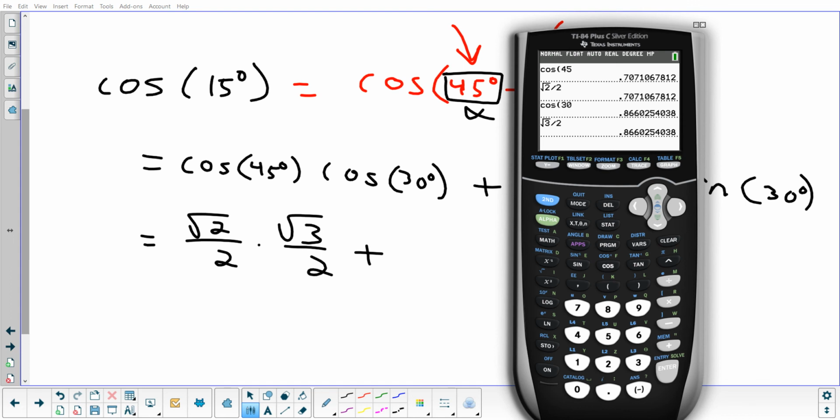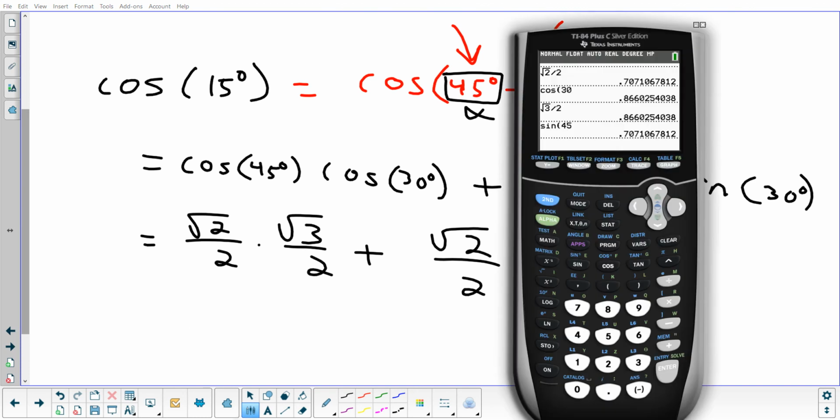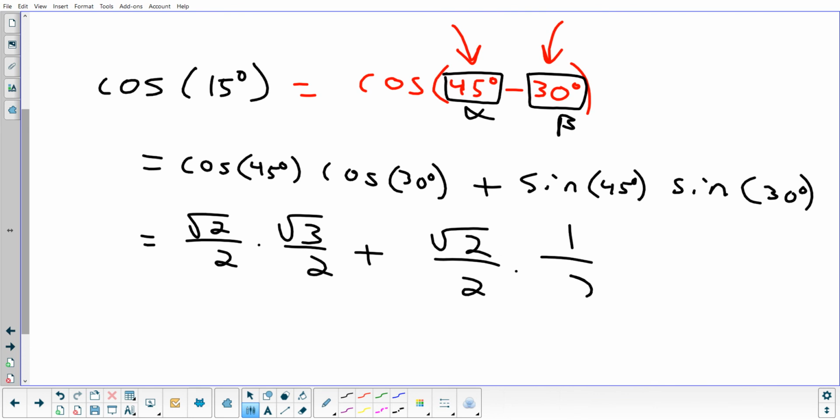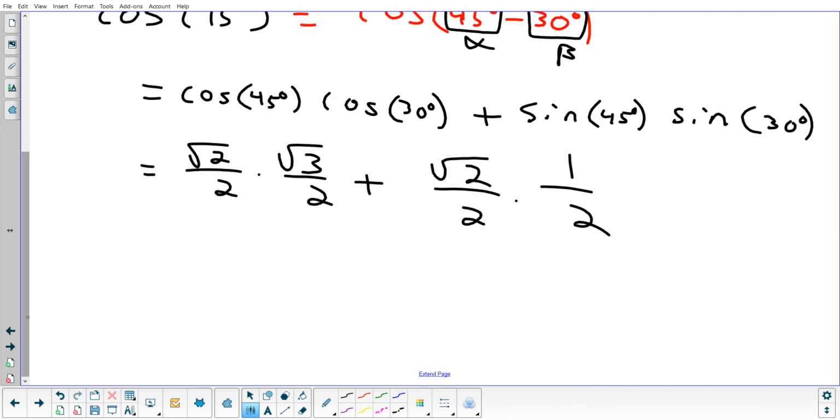Plus sine of 45. And that's going to give me what for the sine of 45? Square root of 2 over 2. And the sine of 30, that's going to give me 1/2. So just 1 over 2. All right, so now just simplify, clean that up, and that's our answer.